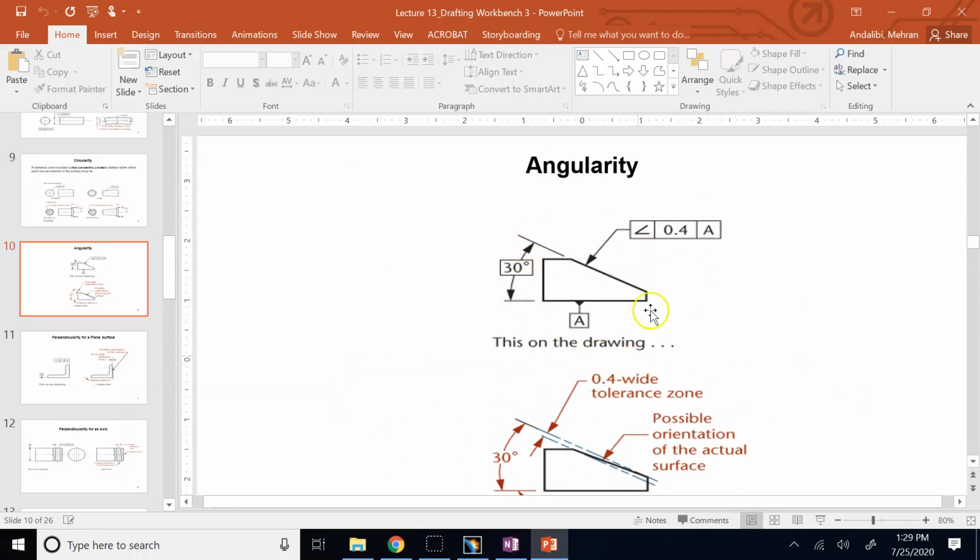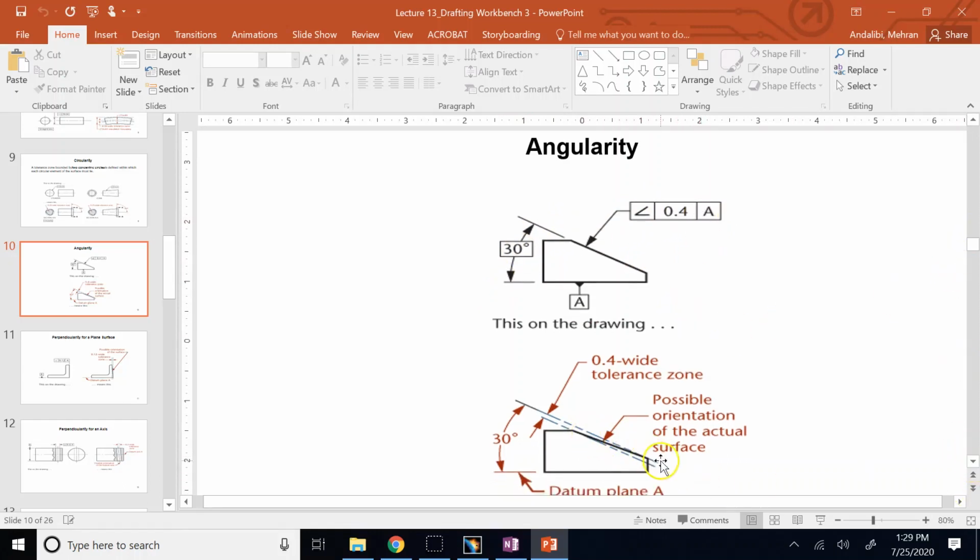And even for angularity, instead of showing the angle plus minus some degrees, I can say I want this surface to be at a 30-degree angle with respect to A. I show the 30 degrees, but I don't say plus minus 0.01 degree. Instead, I use the geometric tolerance. I say I want this to be at an angle with A. What angle? 30 with a gap of 0.4. So if this is not perfectly at 30 degrees, I draw two lines at 30 degrees with respect to A, such that any point on the surface is between these two planes. The gap between them should not be more than 0.4.